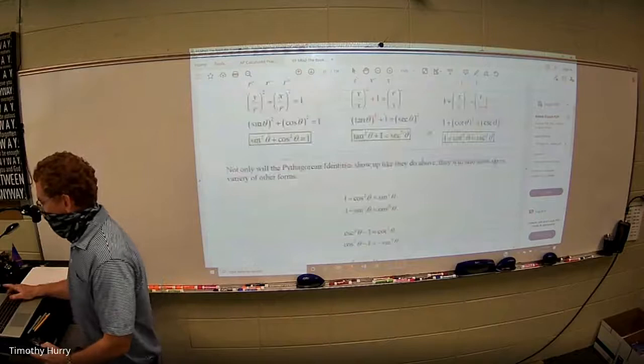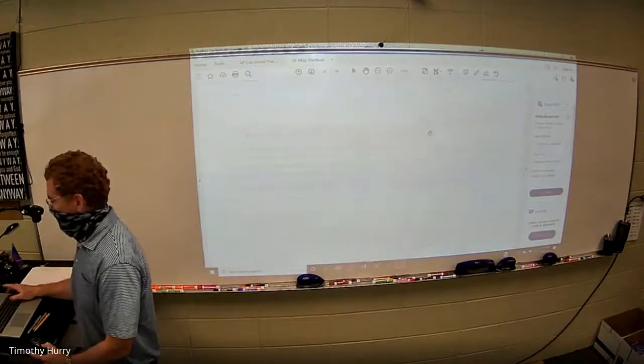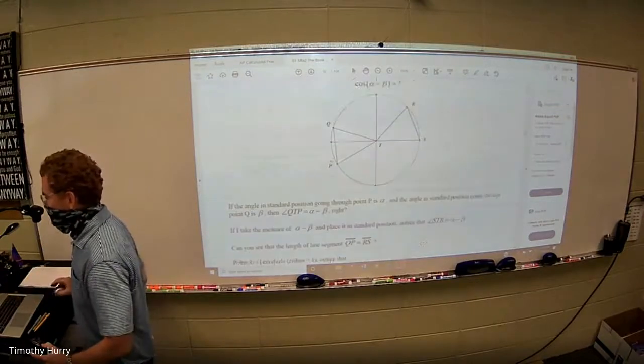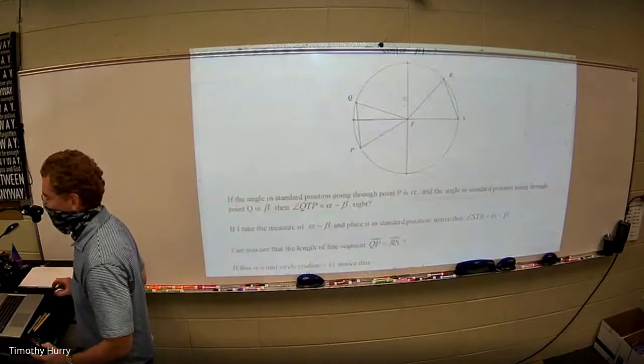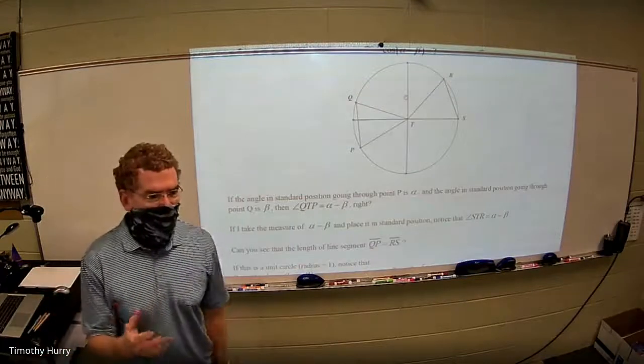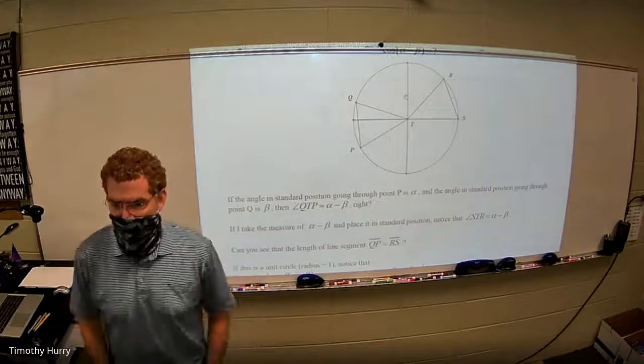So we are somewhere around page 35-ish. I'm going to go and show you this proof. Now, a lot of you are going to look at this and your brain's going to freeze up a little bit, and you're not going to like this a bit, and that's okay. But I want to show you where the alpha plus beta identities come from.